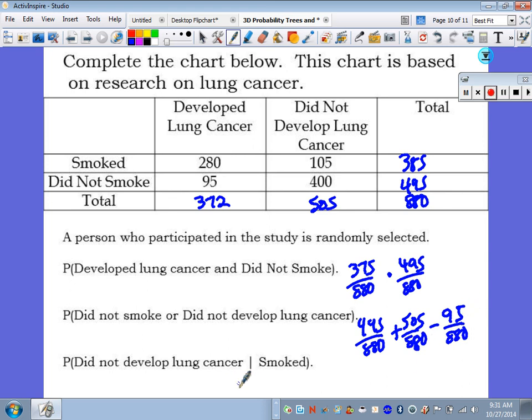And then this is the such that. So here you're going to do 105 is the people that smoked out of the people who developed lung cancer. Okay, because you pick out the people who developed lung cancer. That's your bottom because it's written first. And then it's the 105.